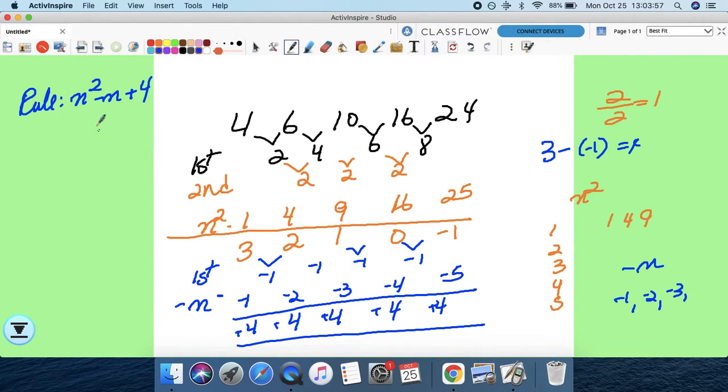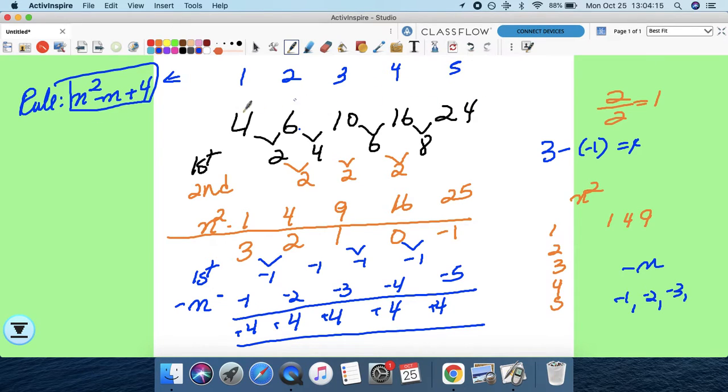So the rule for this particular sequence, 4, 6, 10, 16, 24, is n squared minus n plus 4. That's the rule of the function, right? So again, try it out. On the first term, I should get 4. The second term of my sequence is 6. My third term is 10. My fourth term is 16. My fifth term is 24.